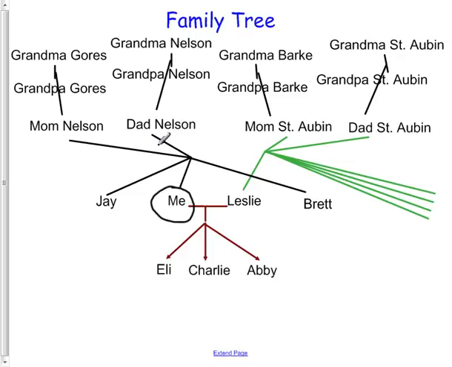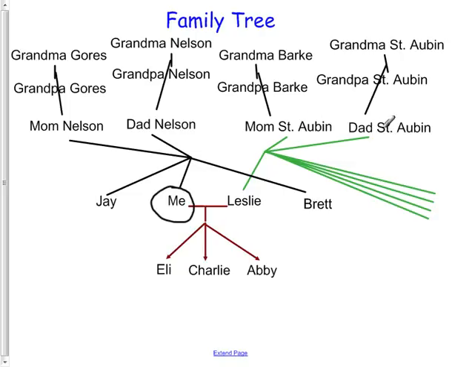Okay, and then my mom had 2 parents, Grandma and Grandpa Gores, and she had some siblings as well, but I didn't include them on here. There would be a lot more branches all over the place here. My dad had his parents, my grandparents, Grandma and Grandpa Nelson. And then my wife's mom, she had her parents, Grandma and Grandpa Barkey, that was her maiden name.